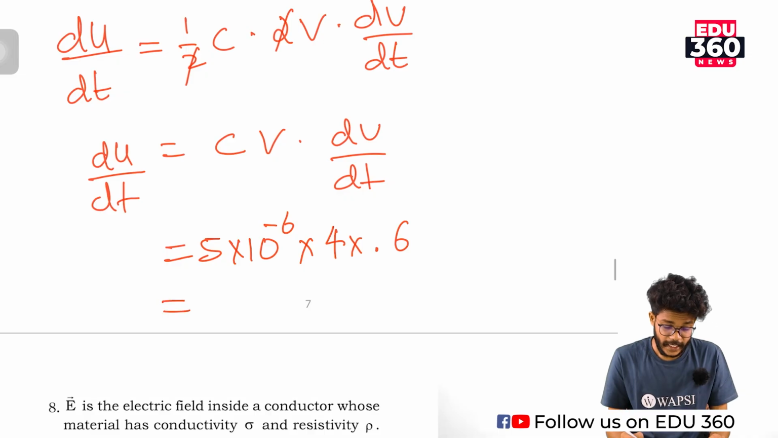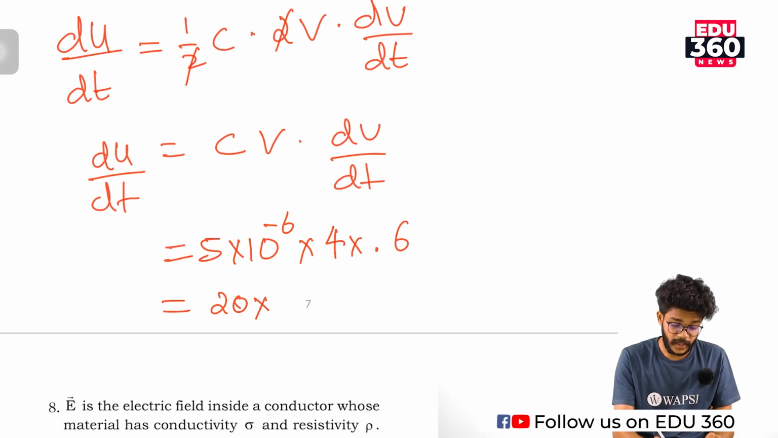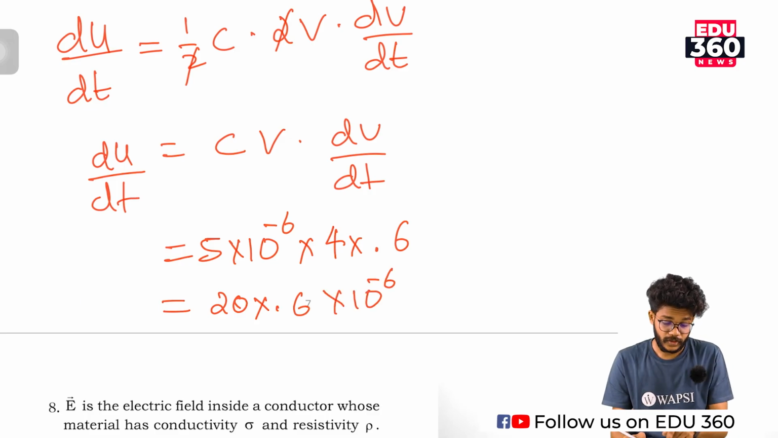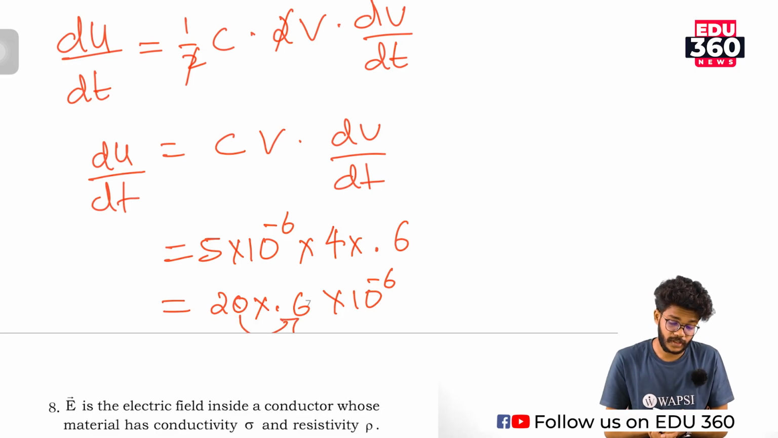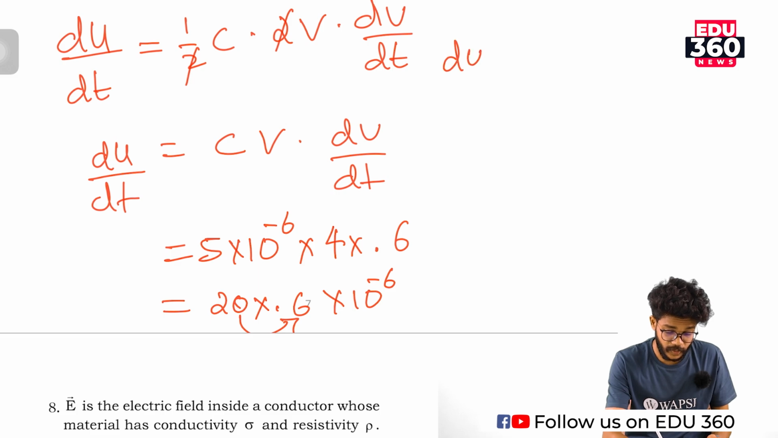So the answer is 4 into 5 is 20. 20 is multiplied by 0.6 into 10 raised to minus 6. Okay, so for 0.6 we can transfer the zeros to here, that is 6. 2 into 6 is 12. So the answer is dU by dt is equal to 12 into 10 raised to minus 6.